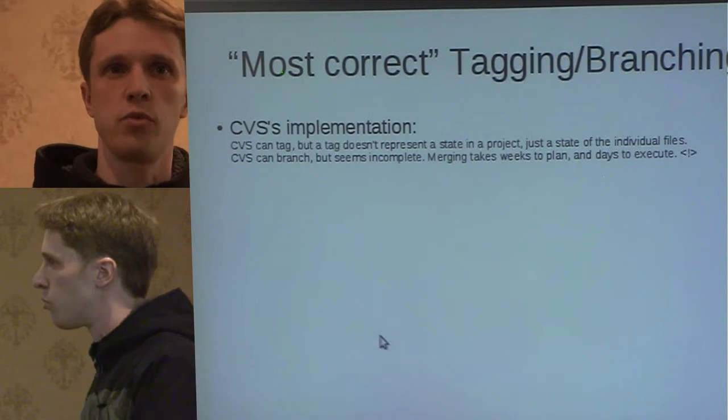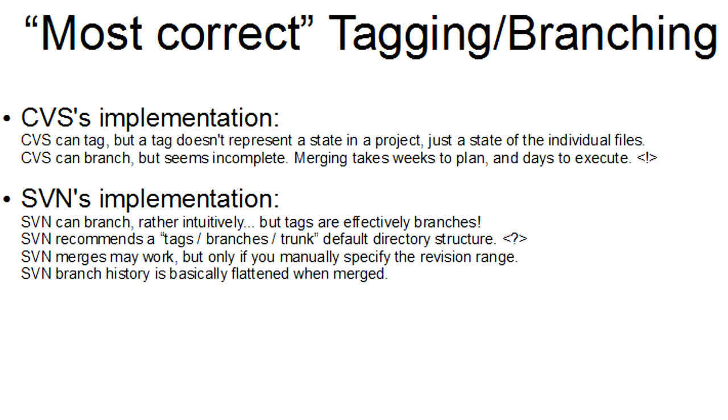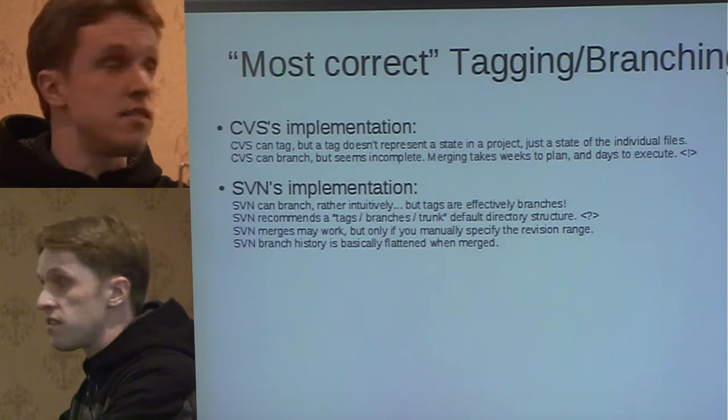It's a real manual process. You can make it work, but it's a pain. Subversion can branch fairly well. Unfortunately, tags are effectively nothing more than branches. Defeats the whole purpose. There's no real differentiation to say that this is a tag, this is a branch.